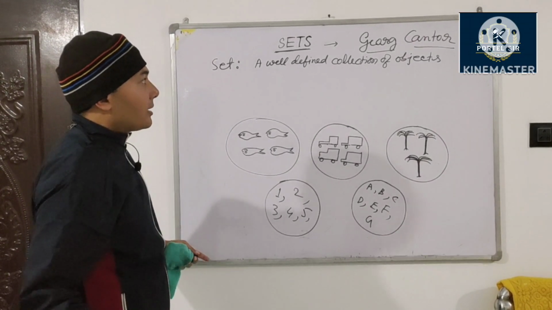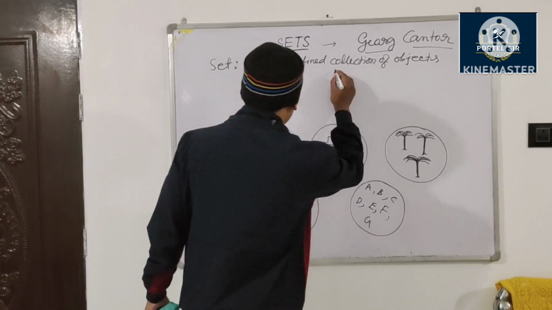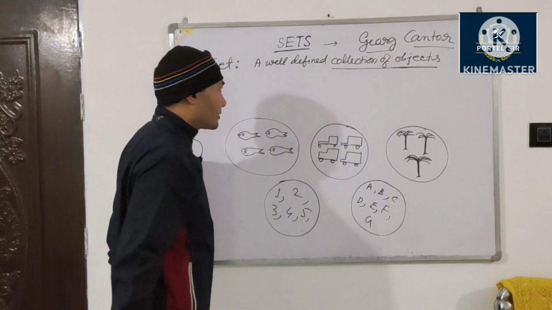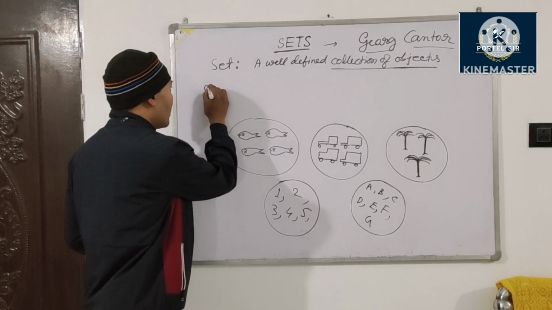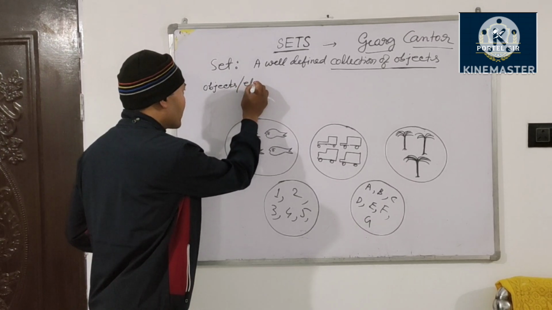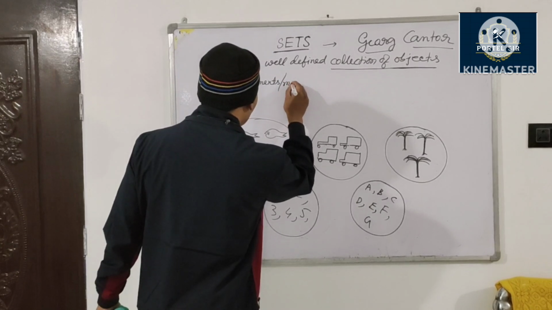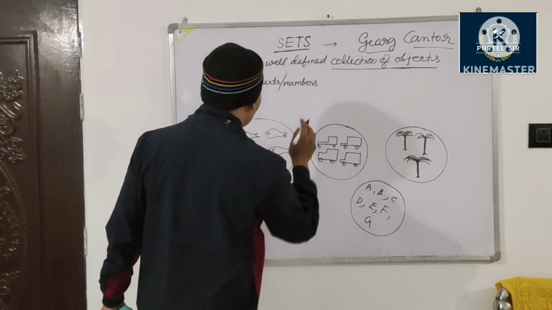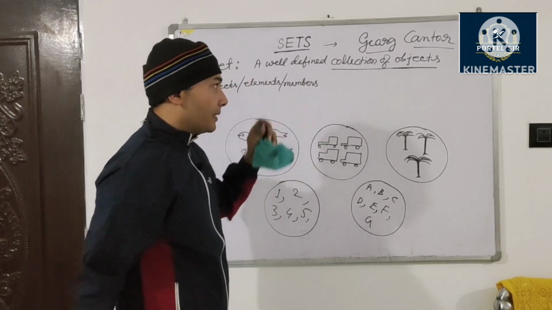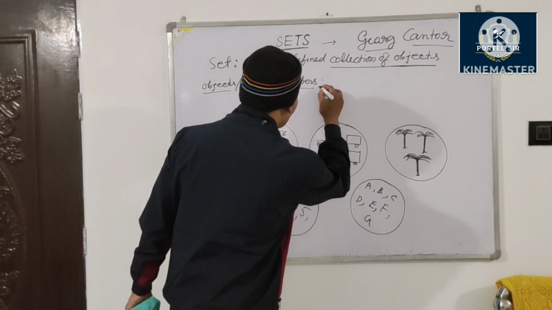So let us understand the meaning of this definition step by step. First I'll tell you about the collection of objects. Objects are also called elements. They are also called members, remember. Objects are also called elements, objects are also called members. That is why these three words are synonymous, meaning the meaning is the same in sets.